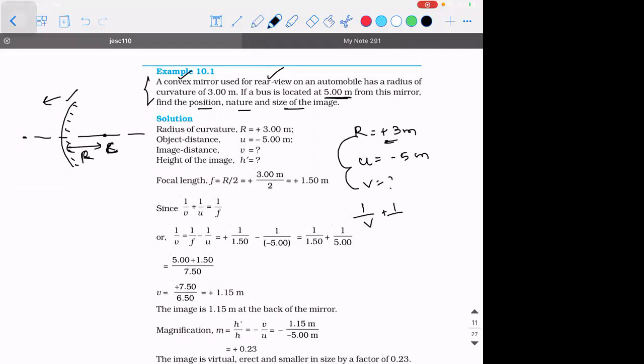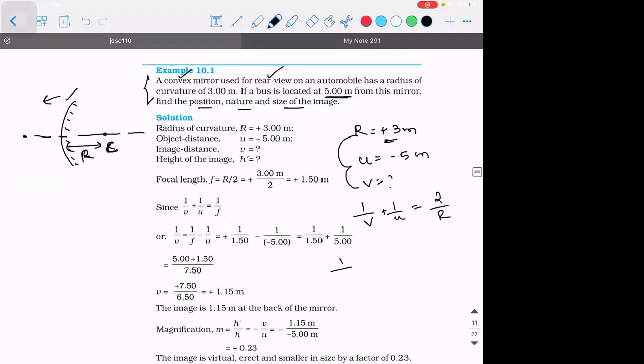1 by V plus 1 by U is equal to, can I write plus 2 divided by R? No. Whenever you are applying the formula, you need to ensure that you apply sign convention to all the known parameters. For unknown parameters, you should not apply the sign convention. So here, what is unknown? V is unknown. So you should not apply sign convention. So 1 by V plus 1 by U is how much? It is minus 5, is equal to 2 divided by R, which is plus 3.